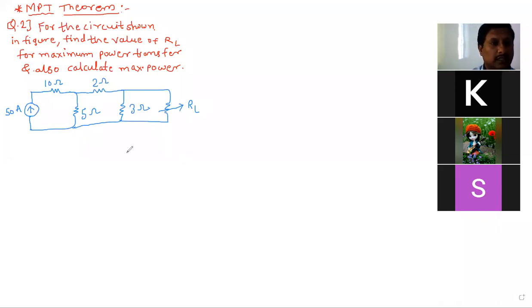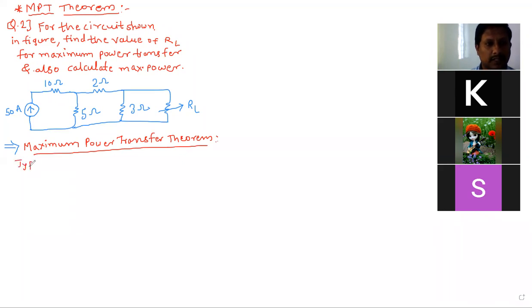So how to start solving this example now, according to our traditional method? First of all, the theorem they are asking us to use, that theorem name you can write down. So we have to use the maximum power transfer theorem, and we have to identify the type of circuit, whether it belongs to type 1 or type 2. It is a type 1 circuit.